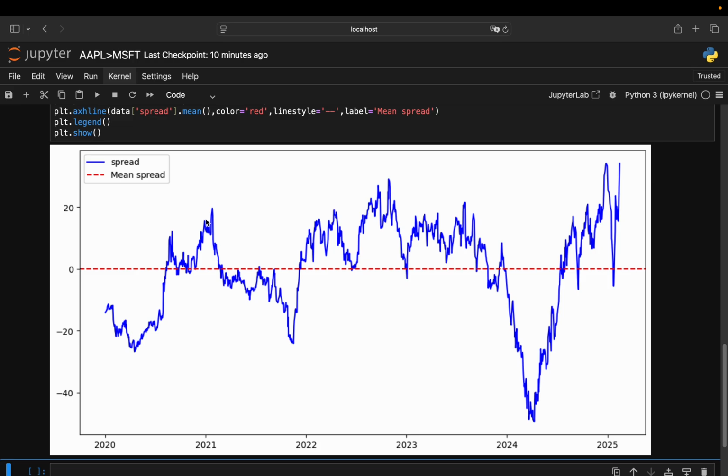Periods where the spread deviates significantly from the mean, for instance here just as an example, may present trading opportunities based on the expectation that the spread will revert to its average. However, if you take a look at this chart, you observe that this is actually happening, but just as a note, it is quite important to exercise caution. While the spread may oscillate around a mean, doesn't imply that the spread is stationary.